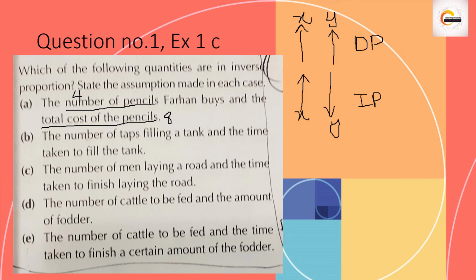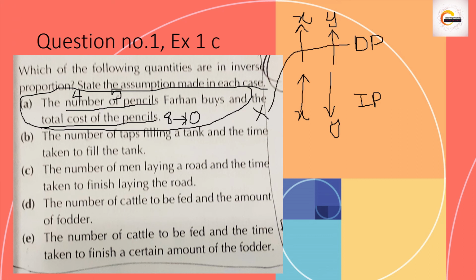Now if Farhan wants to buy one more pencil, the number of pencils is now 5 and the total cost would be, what would it be? No, it would be 5 multiplied by 2, 10. So we can clearly see here, if the number of pencils is increasing, the total cost is also increasing. Is this a case of inverse proportion? No, this is not a case of inverse proportion. This is a case of direct proportion.